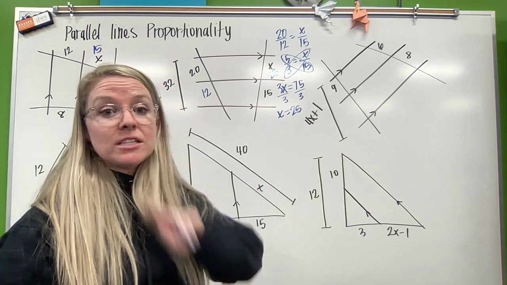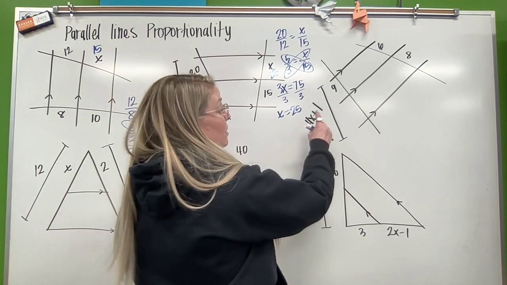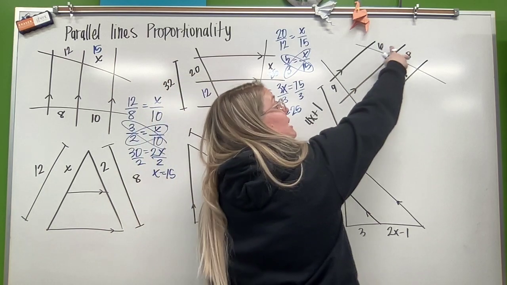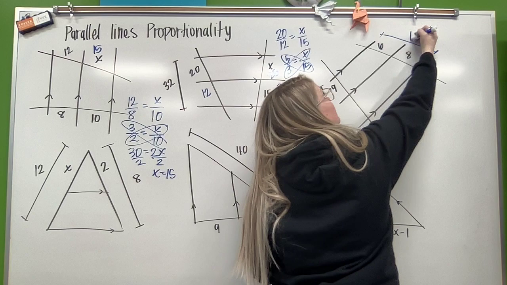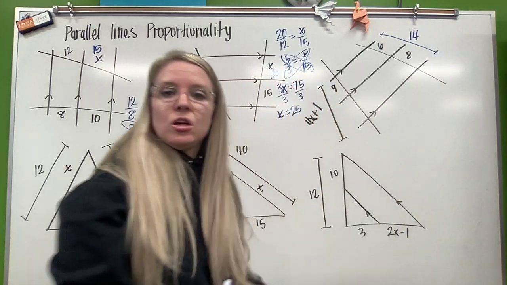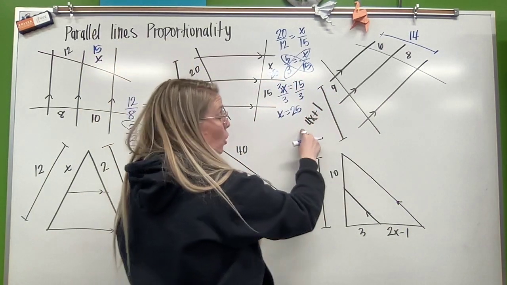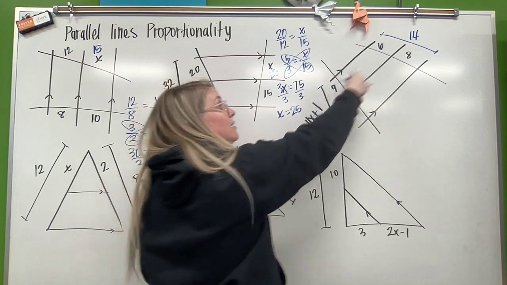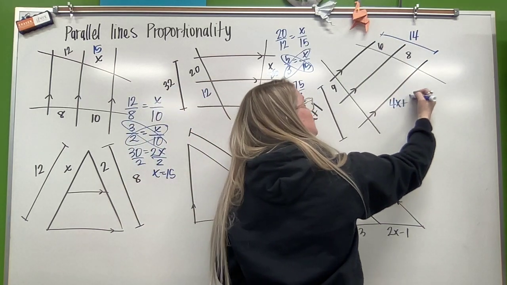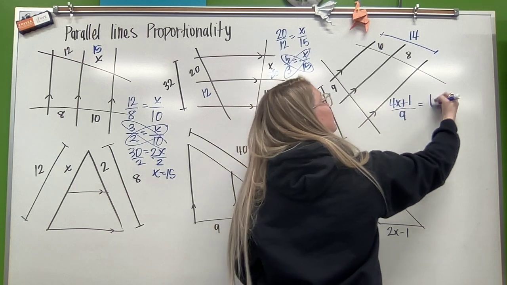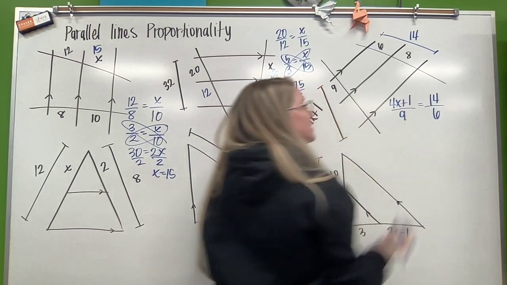Okay, so this next one over here, my total side length is where my x variable is. So I'm not going to be able to do a lot of subtraction there. But this is the total, and I was given these two sides. So I could easily find the total over here is 14. So now what I'm going to do is I'm going to compare the total to this side, total to this side. So 4x plus 1 over 9 equals 14 over 6.